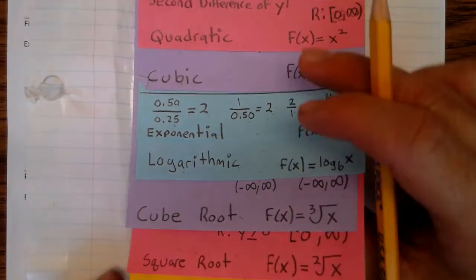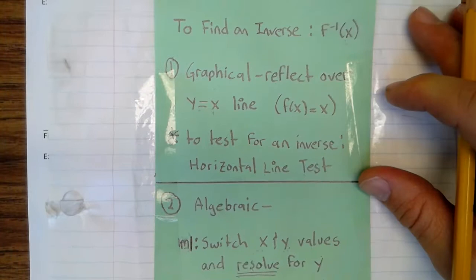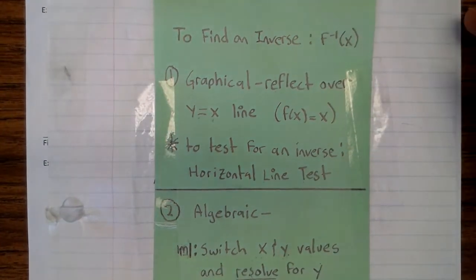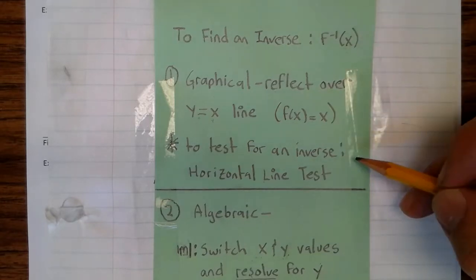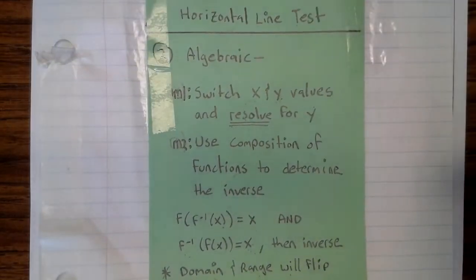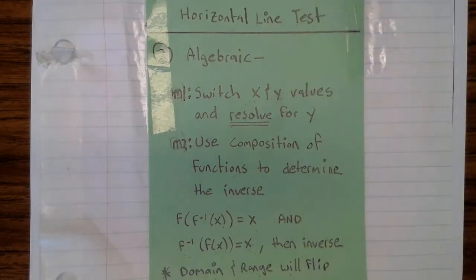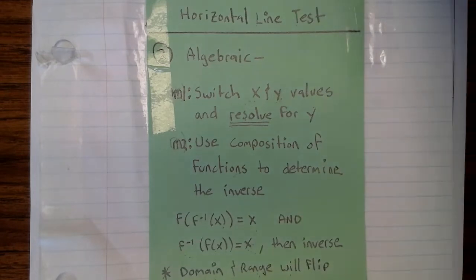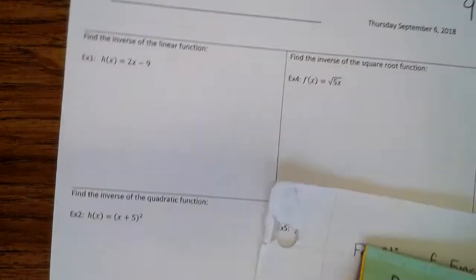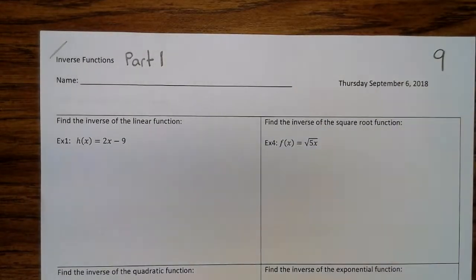All right, but now we're going to go to here. We're going to use these notes for today. To find an inverse, f inverse of x, graphical, reflective of the y equals x line. To test for an inverse, horizontal line test. Now, we're not going to use that until part 2, but for today, part 1, this is what we need. Algebraic. Method 1, switch the x and y values and resolve for y. That's the method we're going to use today to find the inverse, okay? All right, so let's put that back in our journal. And let's move on to the inverse function examples.